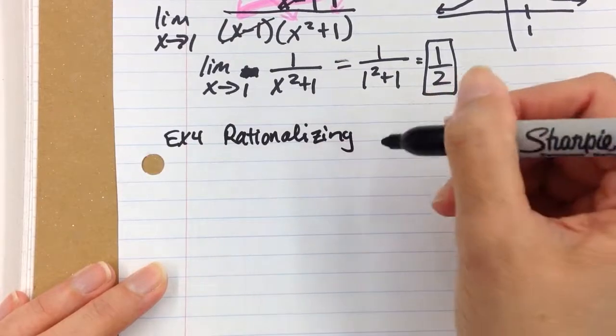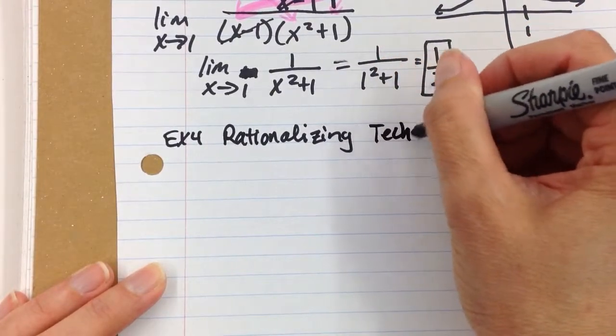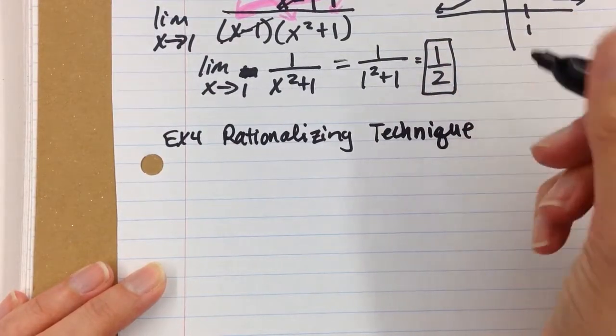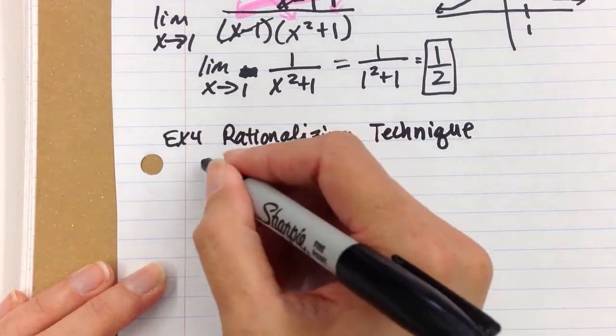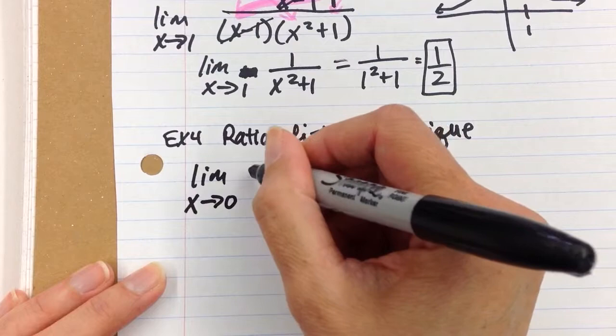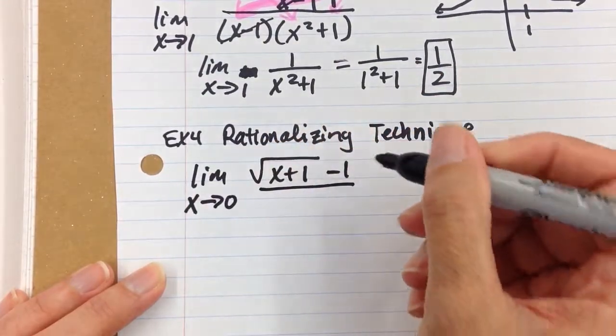When do we use that term, rationalizing the denominator? That's right. So we've done this before, except this time we're not going to rationalize the denominator. We're going to rationalize something else. The limit as x approaches 0 of the square root of x plus 1 minus 1 all over x.